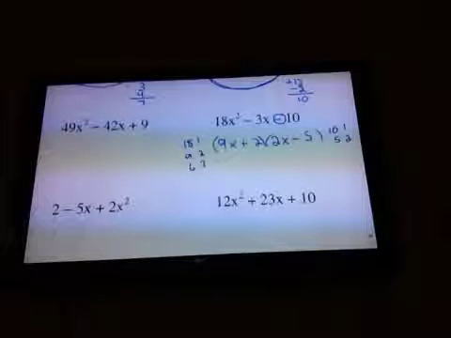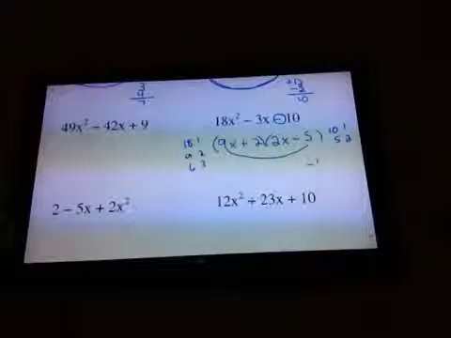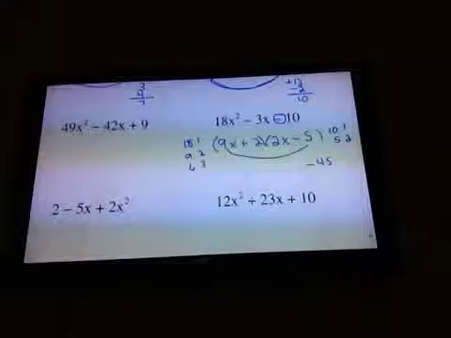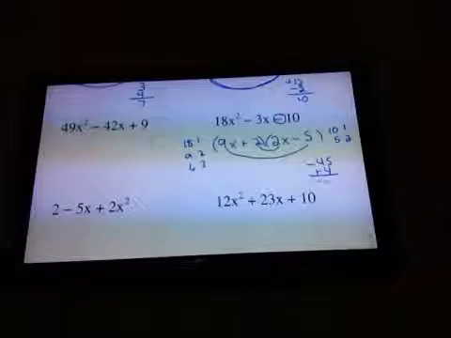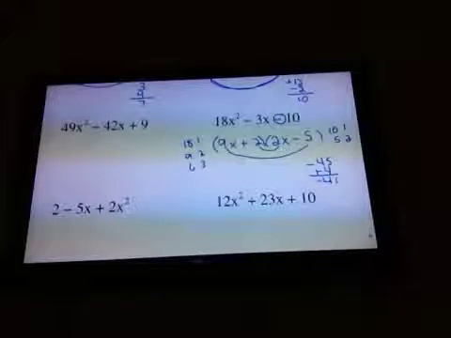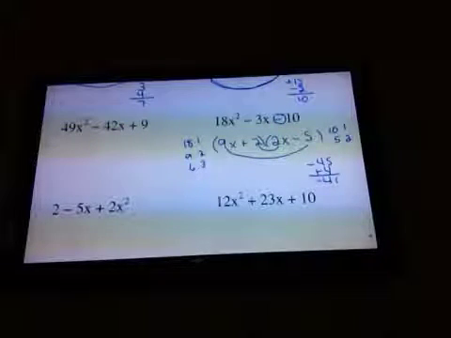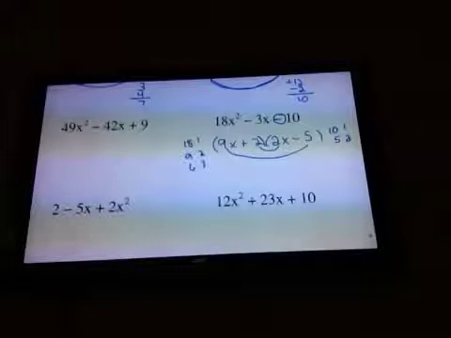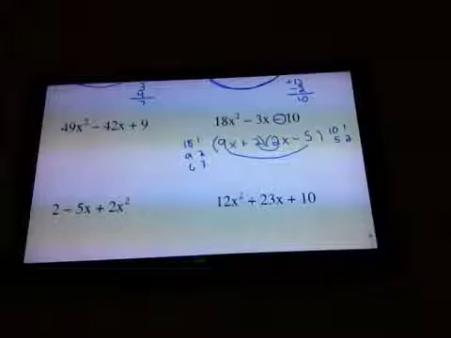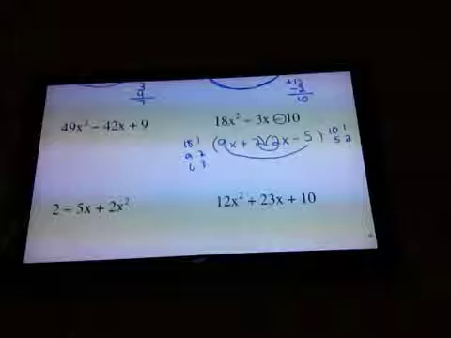So let's try it. Outer times outer, negative 45. Inner times inner, positive 4. Way off. I'm at negative 41, but I want a negative 3. Now, it's not going to help me to switch the 5 and 2 because I know 2 and 2 can't be together. So I'm going to go and switch my 9 and 2 to 6 and 3.